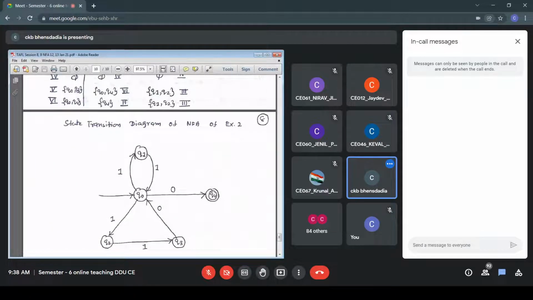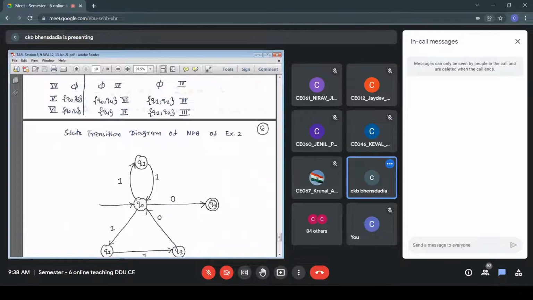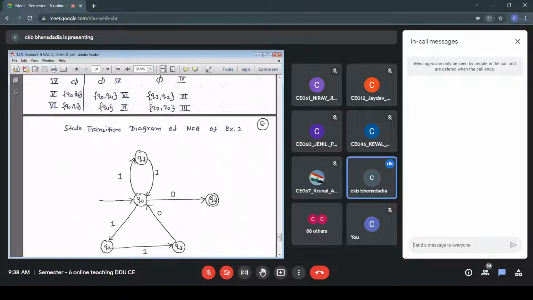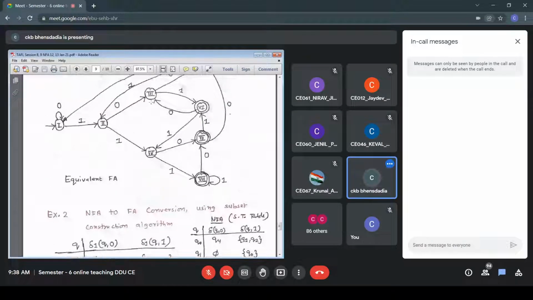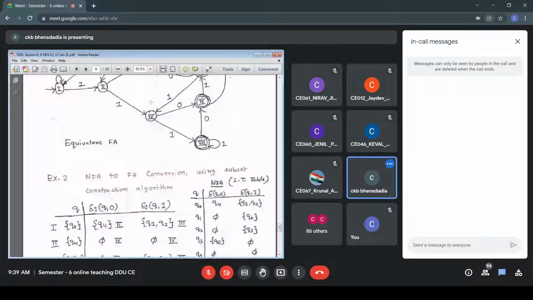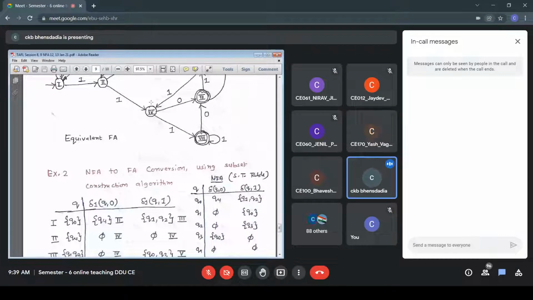Q0, on 0 and on 1. For example, Q0 on 0 has a transition to Q4. And on 1, there is a transition to Q1, Q2 from Q0. On 0, Q4; on 1, either Q1 or Q2. And that is my row number 1: Q0, Q4, Q1, Q2. Similarly, for the remaining states, we fill the table for the NFA. Now convert this NFA into DFA.